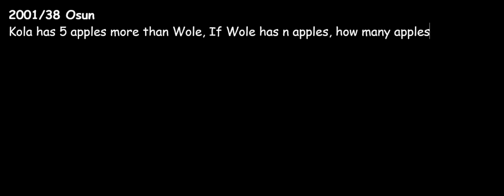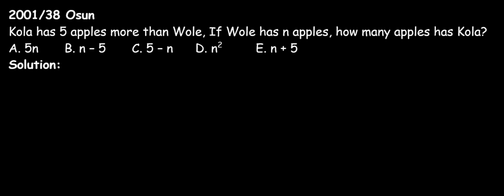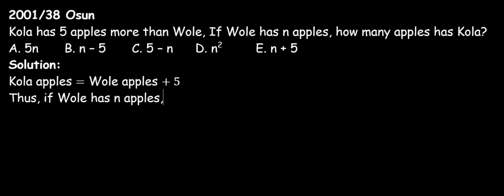Another example. Kola has 5 apples more than Wale. If Wale has n apples, how many apples has Kola? The options are given. Solution. Kola's apples will be equal to Wale's apples plus 5. Thus, if Wale has n apples, Kola's apples will be n plus 5.